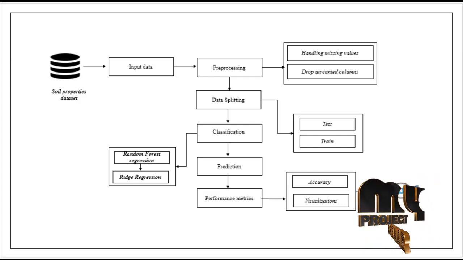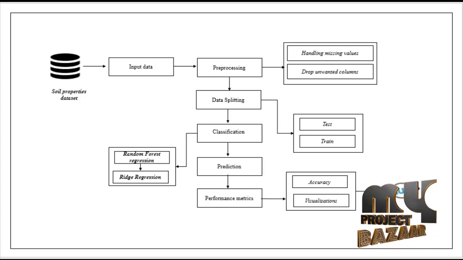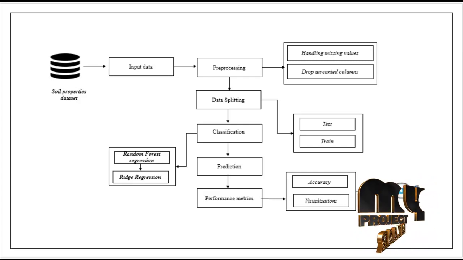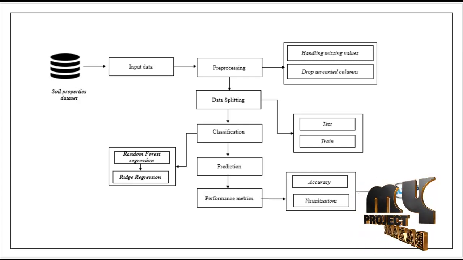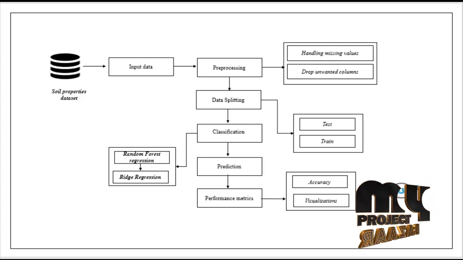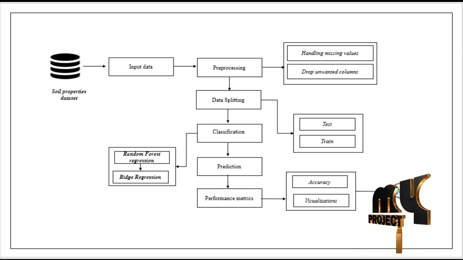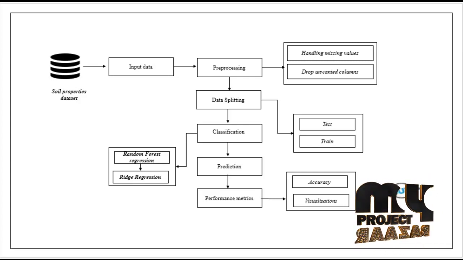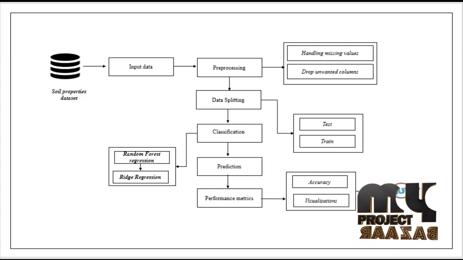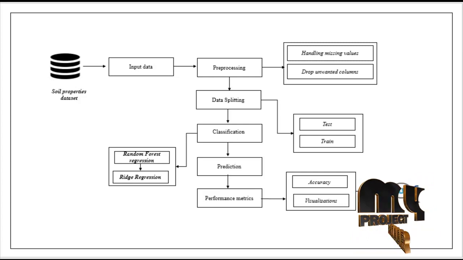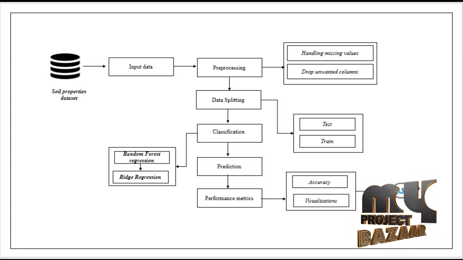Then the pre-processed data is carried to the data splitting module. Here we have to split the whole data set into test and train. Test is used for prediction and train is used for evaluation. With the help of this we have to classify the data set. The data splitting is performed based on a ratio of 70:30 or 80:20. So based on this ratio we have to split the data set.